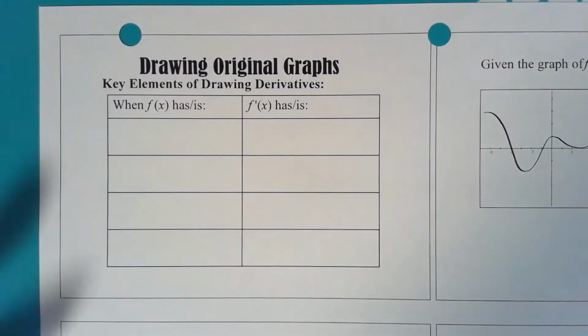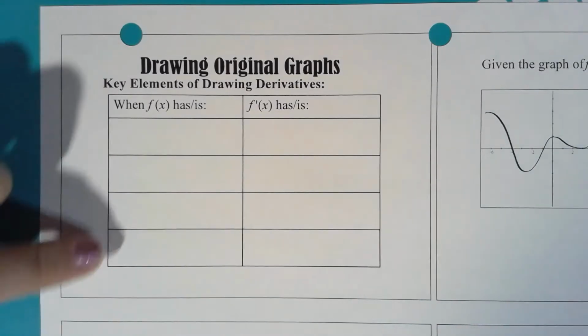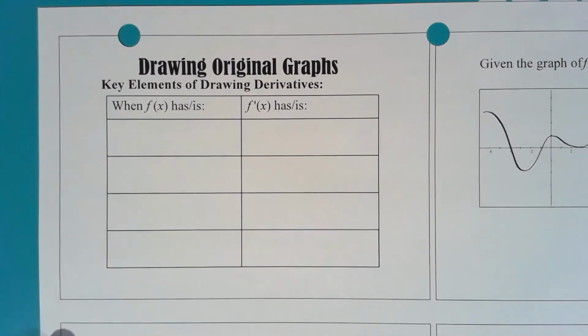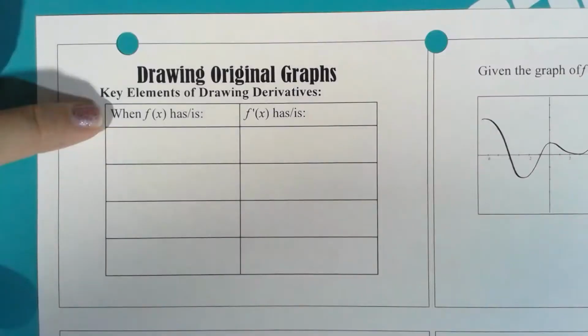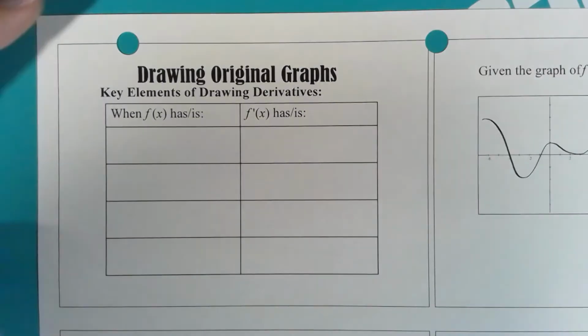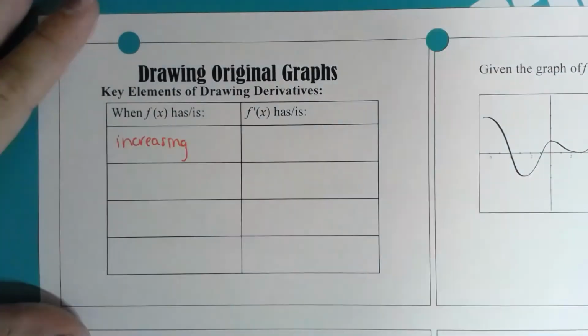So what I'd like to do today, before we get to the main point of our lesson, is take a look at some things from yesterday, some patterns that maybe we saw that will always be true. One thing I want to start with is an original graph. So when f of x is, let's start with increasing, that's one of the behaviors our graph can have.